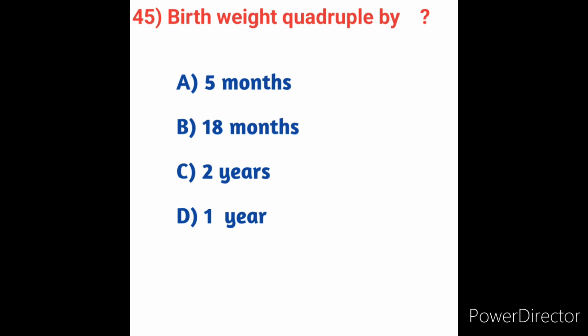An average baby's weight will roughly quadruple by the time they are about 2 to 2.5 years old. The weight usually doubles by about 5 months of age, triples by 12 months of age and quadruples from 2 to 2.5 years of age, based on the birth weight. So the birth weight will quadruple by the age of 2 years. Here is the correct answer. Next we will move on to question number 46.